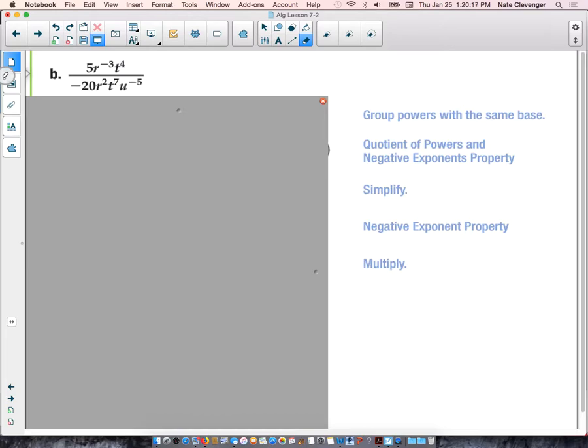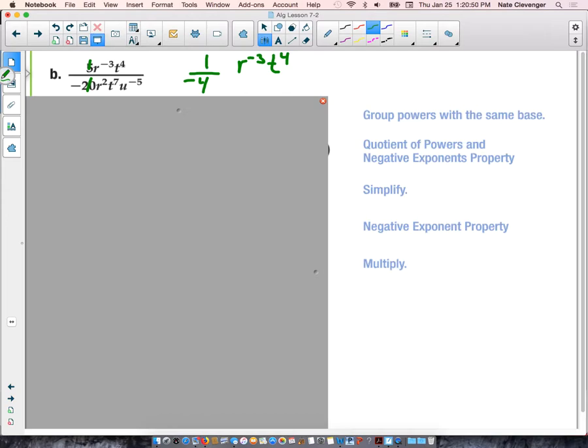There are a couple of ways that you can do this. One is if you see things and you just want to do it, you just do it. But if you're someone that's not super comfortable with this, here's one thing you could do. You could look and go, okay, 5 and 20 are going to reduce. And that's going to be 1 over negative 4. And then I'm going to take what I already have on top, r to the negative 3rd, and t to the 4th, and then I'm going to move all of these up.